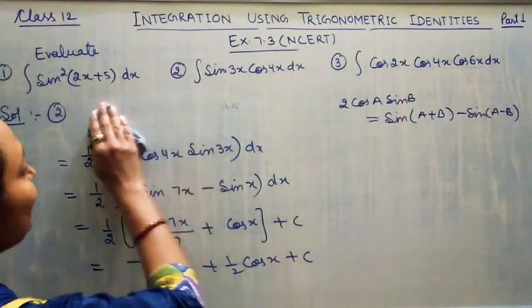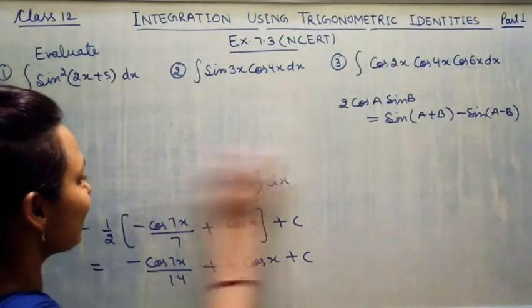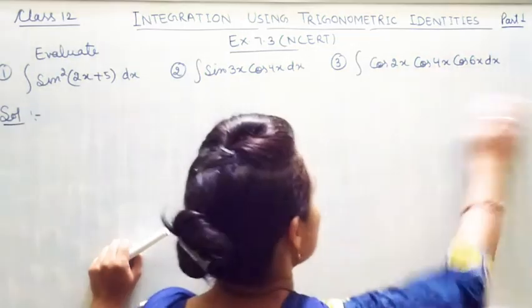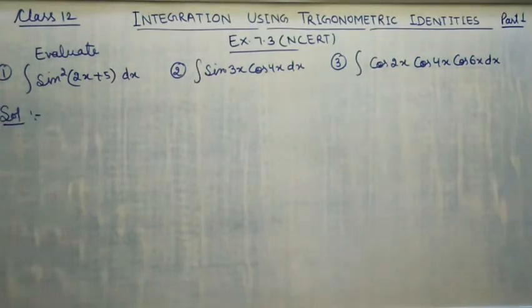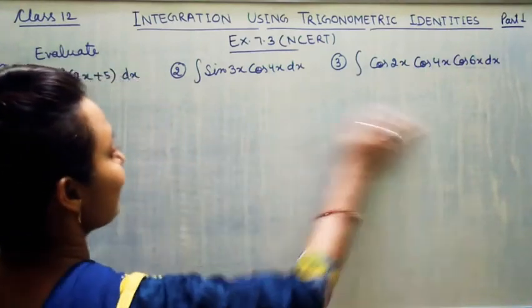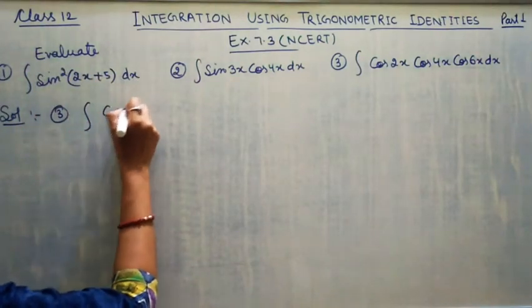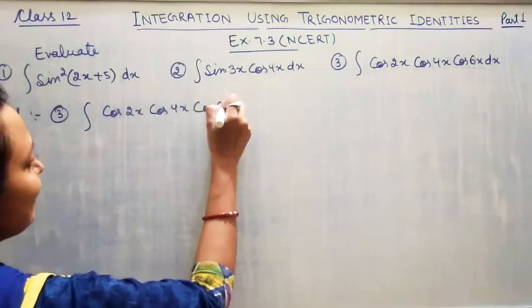Next I will apply the formula to this term. The method of doing the question is the same, but now the formula is changed. The formula only includes cos. So what is the formula? First of all, write the statement. This is cos 2x cos 4x cos 6x.